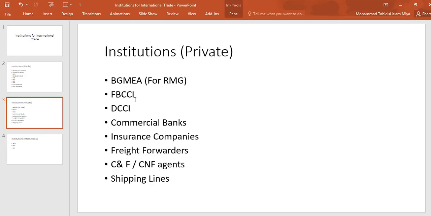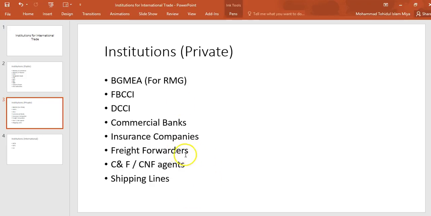We have another very influential body, though it is a regional body because it is based in Dhaka, but it is very famous in our country and very prominent in helping exporters and importers. It's called DCCI, and as you can assume, it stands for Dhaka Chamber of Commerce and Industries. Then we have the commercial banks, which play a leading role in executing the payment process by issuing the LC and other payment tools in favor of exporters and importers. Insurance companies issue cover notes and policies under general insurance for exporters and importers. And then we have freight forwarders.